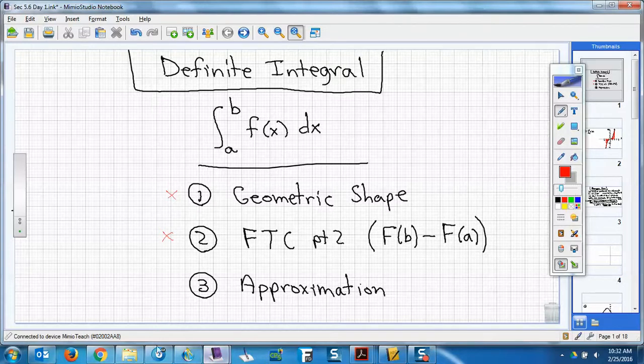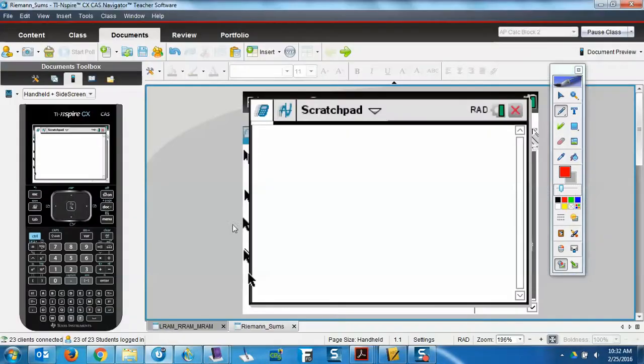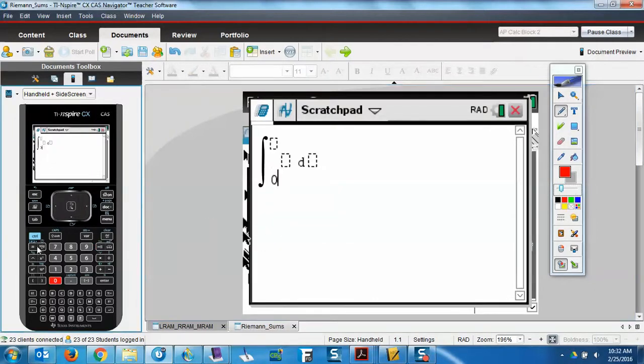Okay? So, that thing that I sent you, well, here, let me type this into the calculator real quick. So, let's say I have this integral right here.